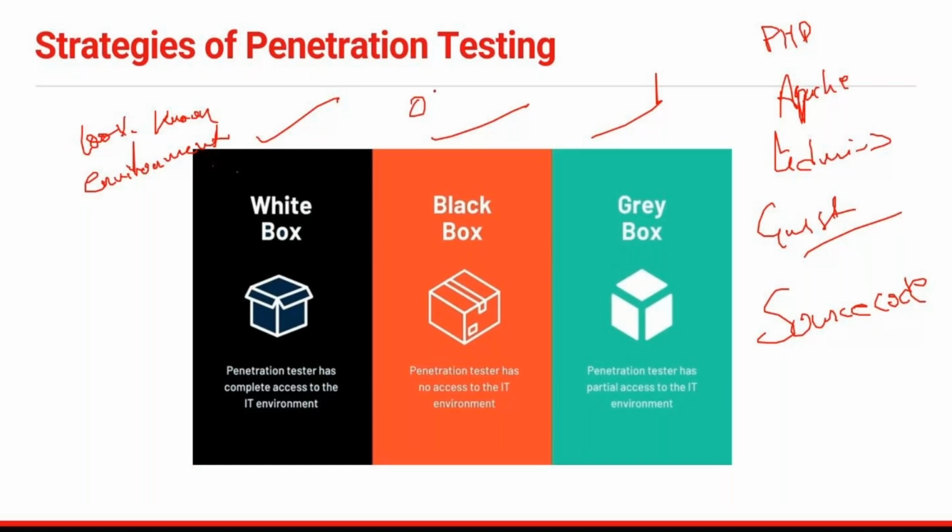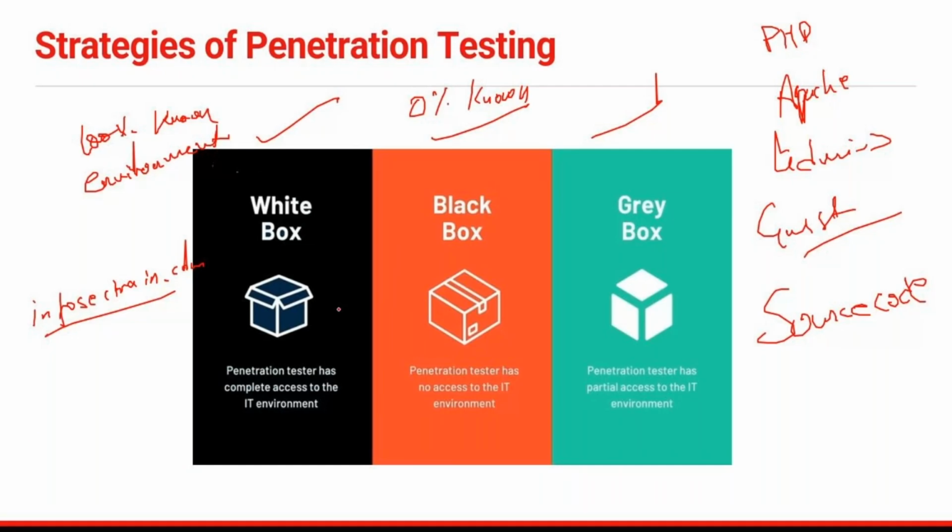Black box means 0% known. 0% known means that you don't know anything about the environment. I'm just saying that we have an organization, InfosecTrain, right? You have to test InfosecTrain and find out the vulnerabilities. So you have to act as an attacker, right?